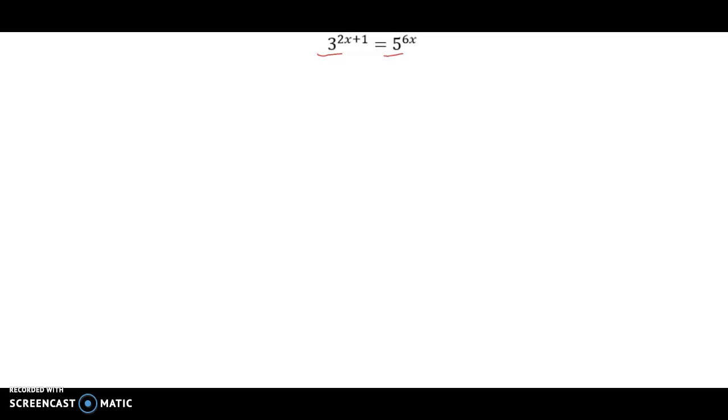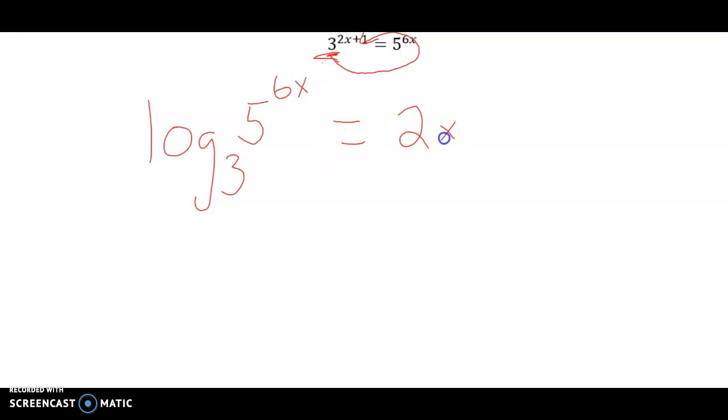Okay, so what we're going to do is start off by converting this into log form, like what we did before. So I'm going to start here with my base. So I have log base 3, and we're going to go around that way. Remember learning that from the other video. And then the argument would be 5 to the 6x equals 2x plus 1.